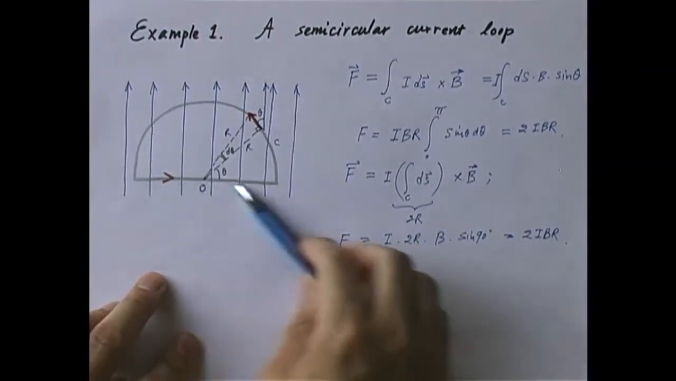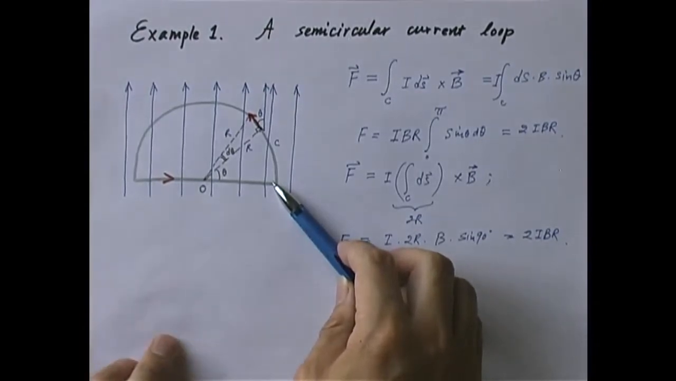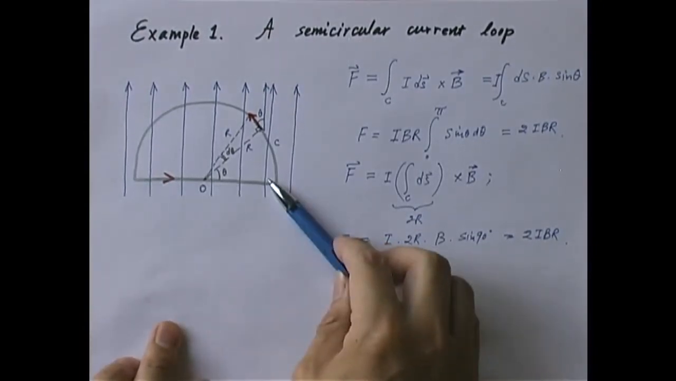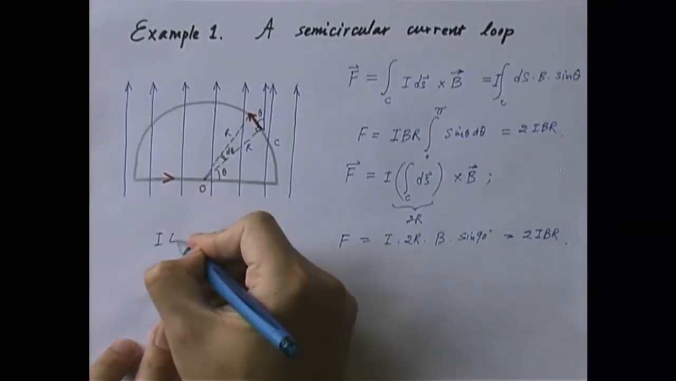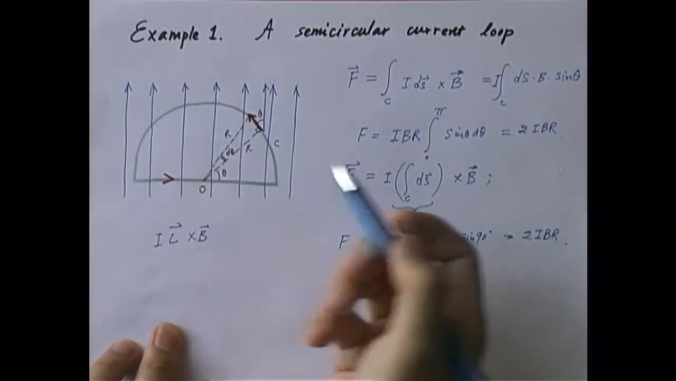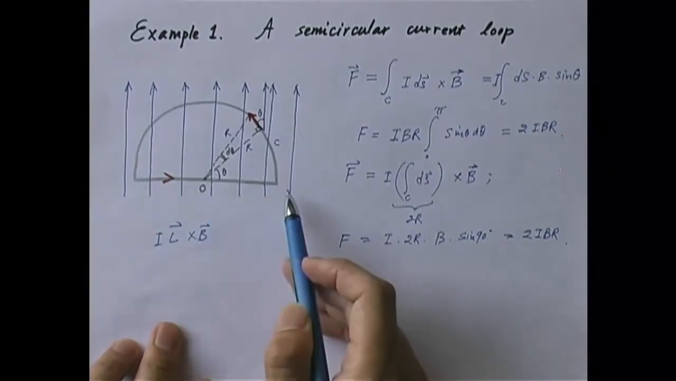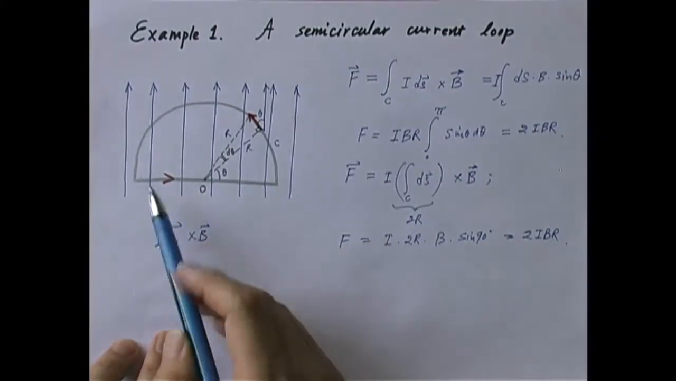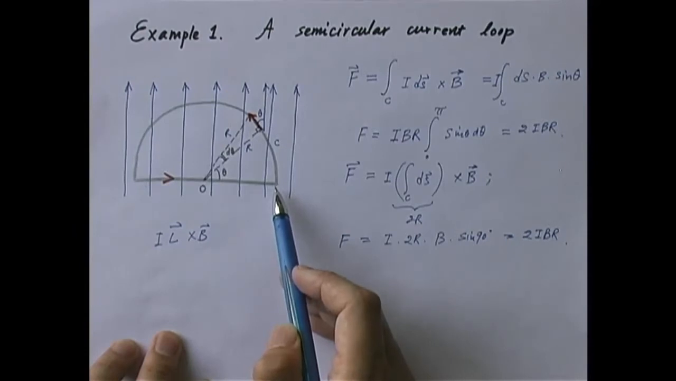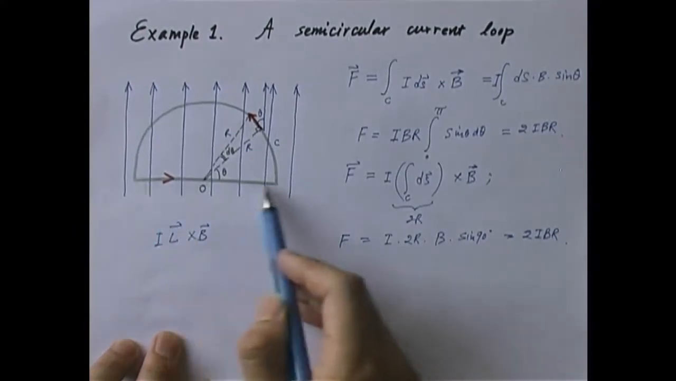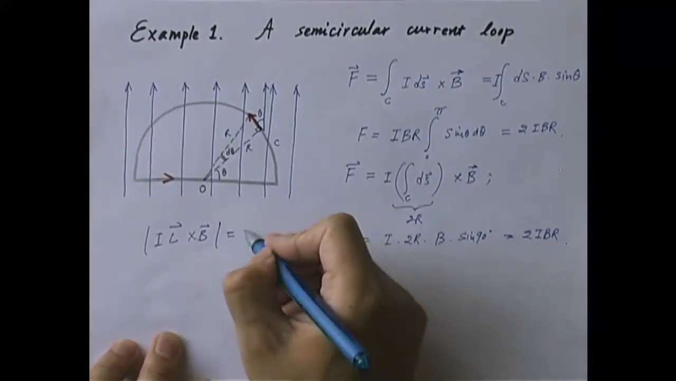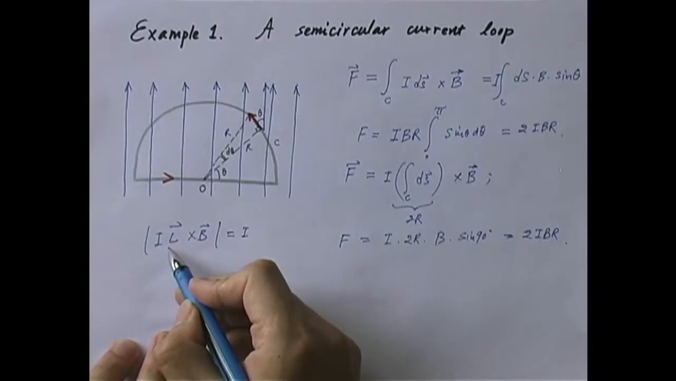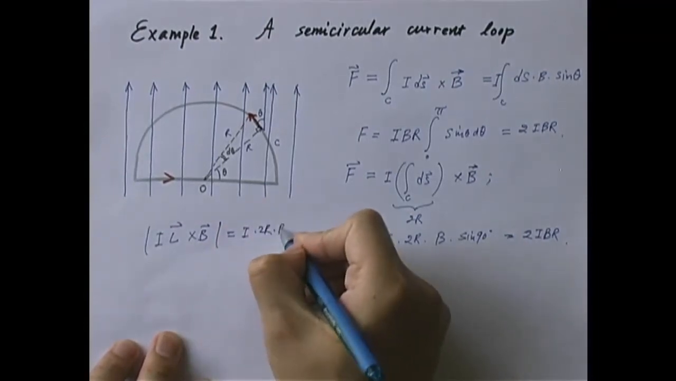Now, the straight part is much easier to calculate, right? What is the magnitude of the force on the straight part? You can do I ds cross B. In fact, you don't have to do that. It's just I L cross B, because it's a straight segment, so you don't have to integrate anymore. What's L? L goes from here to there. So I L cross B. L and B are perpendicular to each other, so the magnitude would simply be I times the magnitude of L, which is 2R, times the magnitude of B.